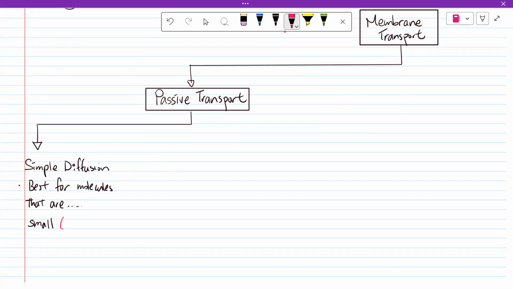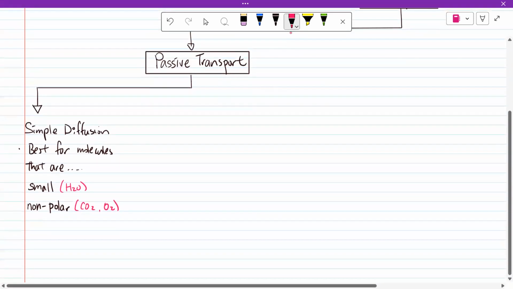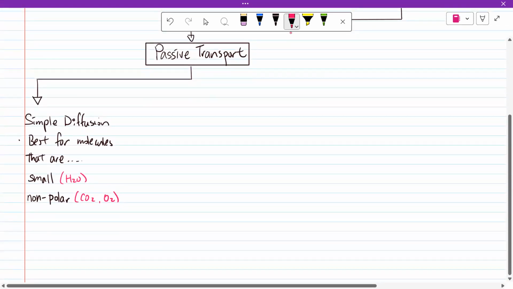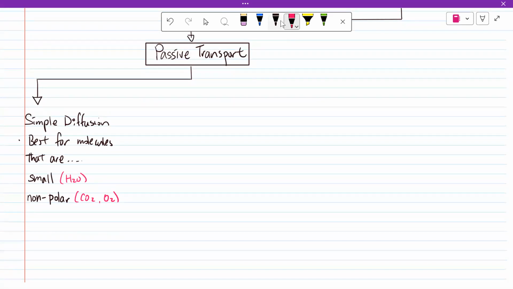Things like H2O, that's pretty small. Non-polar, things like CO2, O2, these are non-polar. Non-polar means they do not have uneven distribution of electrons, and there's no slightly positive or slightly negative part.